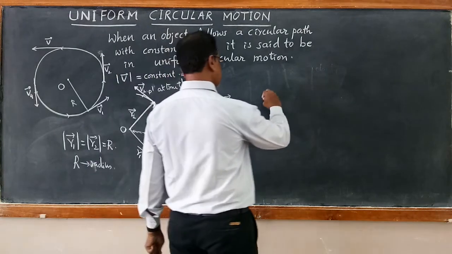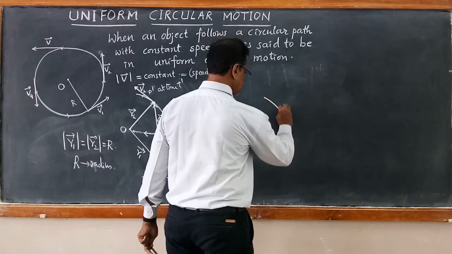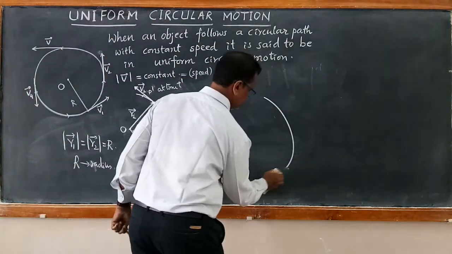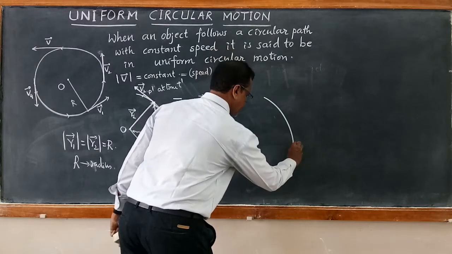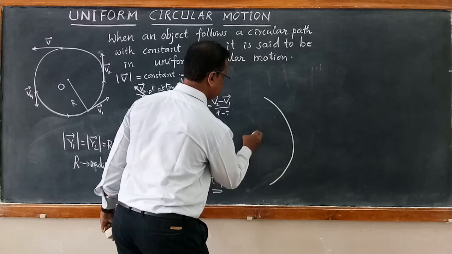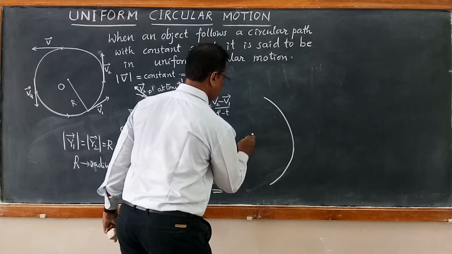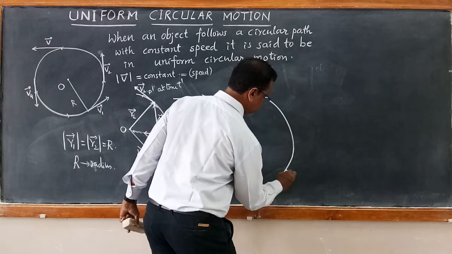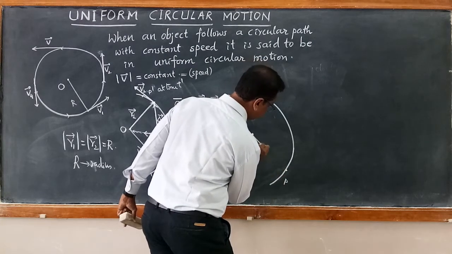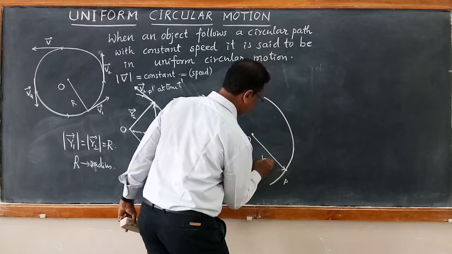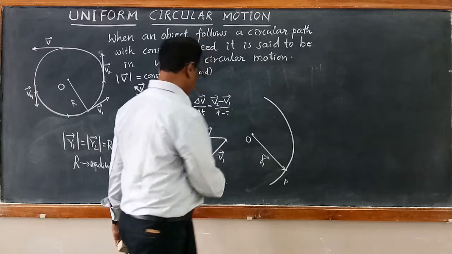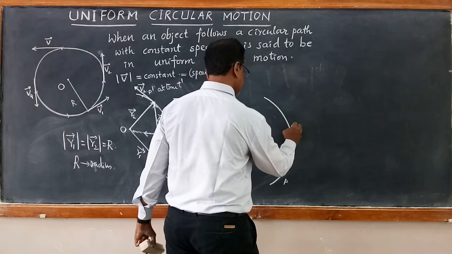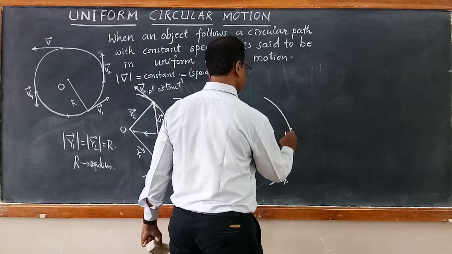Now I will draw one more diagram. Same circular path. I am drawing the same circular path for reduced time interval. This is the center O, and this is the initial point P from where we are considering the position vector R1 as I have drawn earlier. Now suppose when I reduce the time interval from 1 second to 0.5 second, the point will be somewhere here. Let us say this is point P dash.